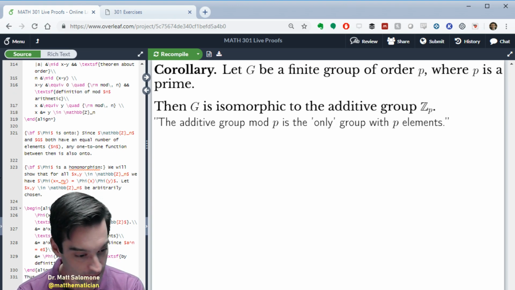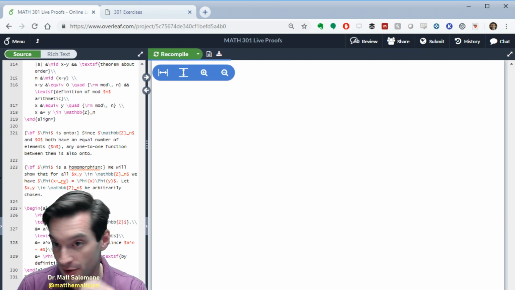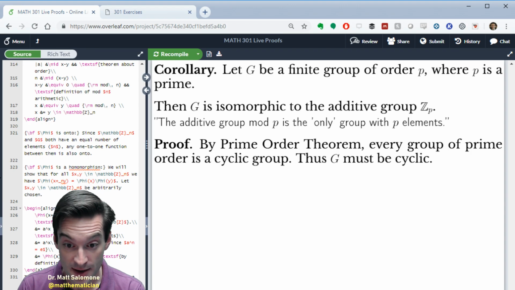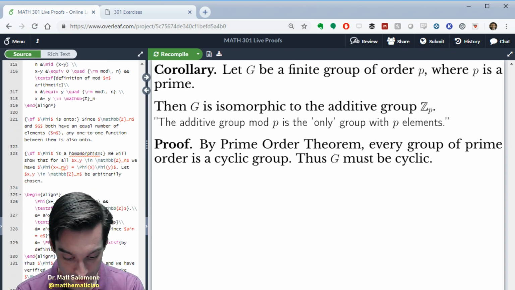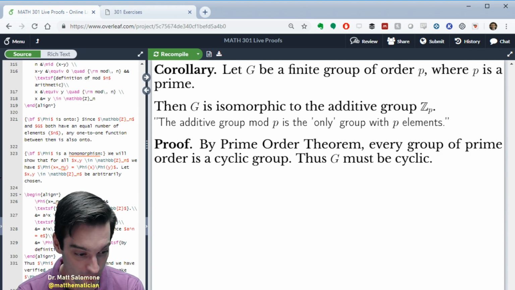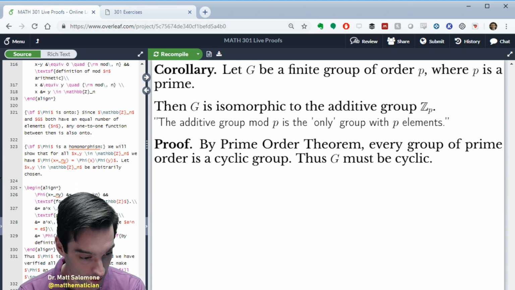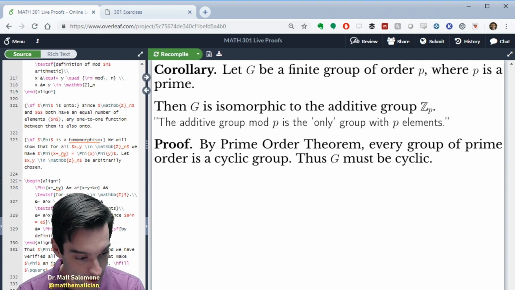And thus, G must be cyclic, right? Because the hypothesis here is that G has a prime number of elements. And by the prime order theorem, therefore we know that G is a cyclic group. But, hence, by the Highlander theorem, the clock theorem, the thing that we just proved, G is isomorphic to the group Z_P. And that's all there is to it.